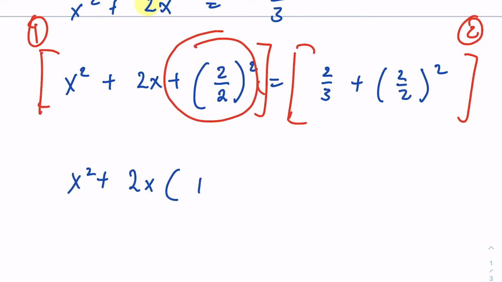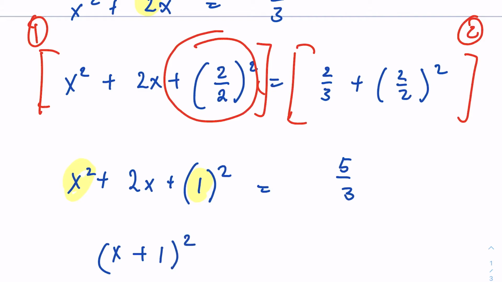2 over 2 is 1 square. Oops, okay, mistake here. And for 2/3 plus 2 over 2 square, I'll key in the calculator just to be sure, and it gives you 5 over 3. Now remember, we can combine these two together, which will be x plus 1 square equals to 5 over 3.